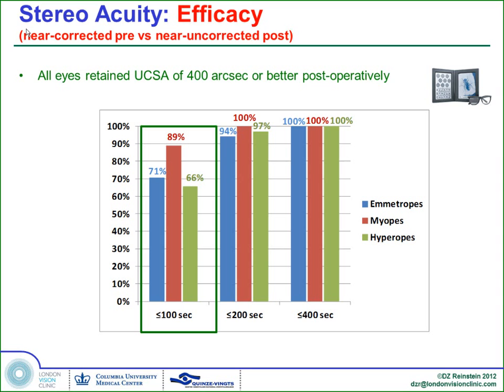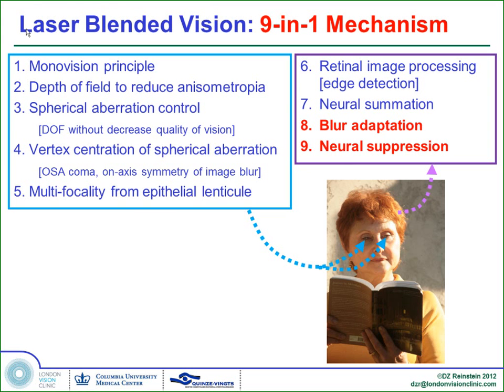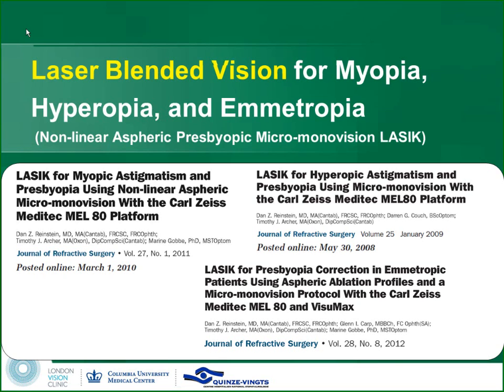Another bit of evidence about fusion is that these patients, uncorrected at near, have stereo acuity. All patients have 400 seconds of stereo acuity, but most patients have 100 seconds of stereo acuity despite the micro-monovision. And of course, blur adaptation and blur suppression are monovision principles, which I'm sure are working in our favor. So just quickly, the outcomes.